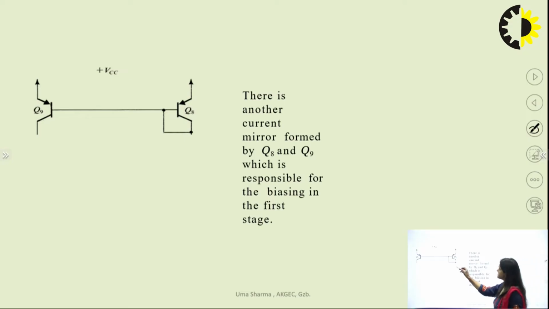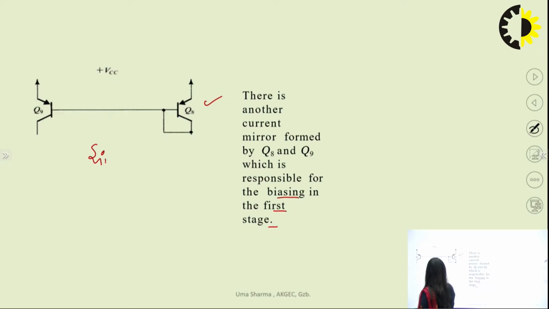Here Q8 and Q9, this is another current mirror which is formed by Q8 and Q9, and again this is responsible for biasing of the input stage, and you can see that it is a simple structure of a simple current mirror. This is the structure of a simple current mirror.